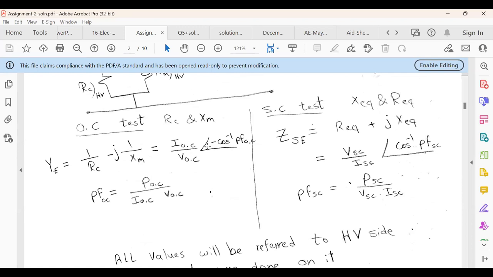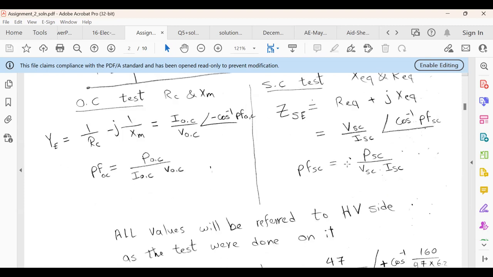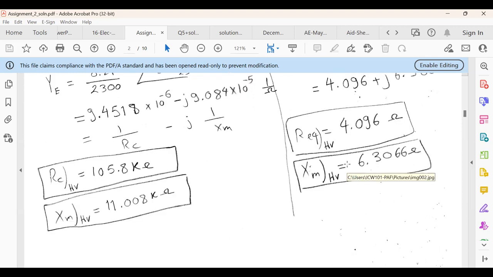Okay, for this one, you can have the equations in the H sheet. For the open circuit, get the RC and XM. This short circuit, you get the R equivalent and X equivalent. Okay, you calculate, and that's it. Here this one is X equivalent. Okay, this is the short circuit, so X equivalent, R equivalent. This is open circuit, so RC and XM. All are referred to the high voltage. Okay.